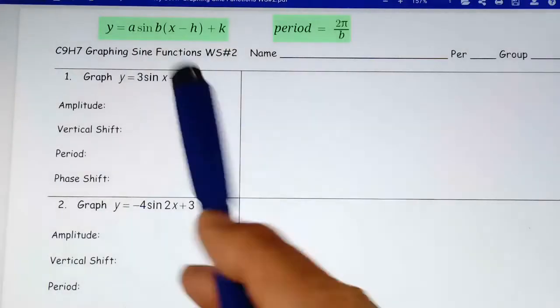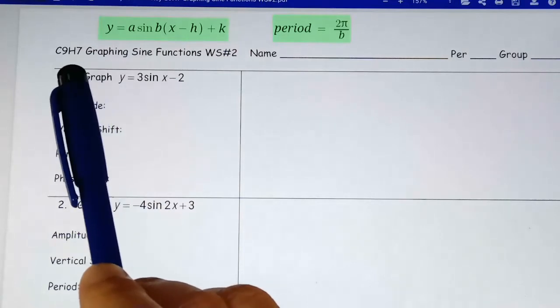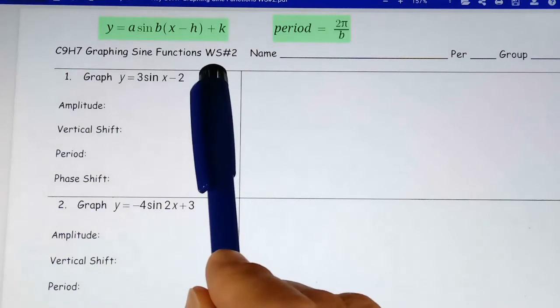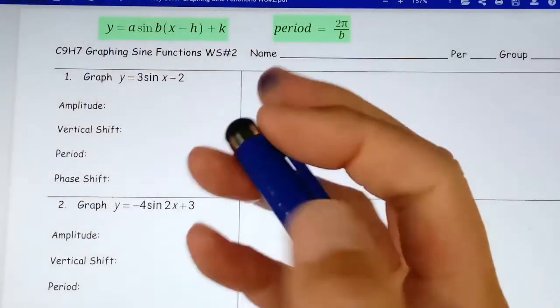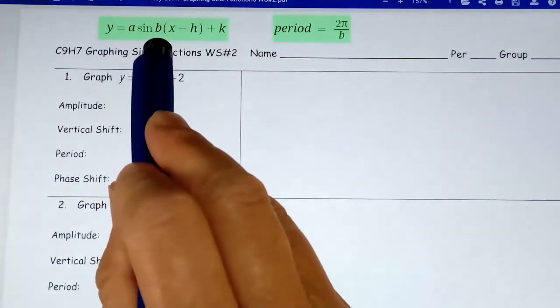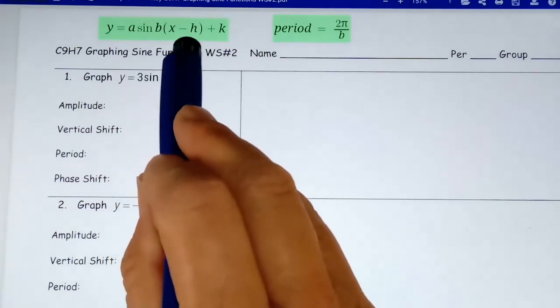So this worksheet is on the second sine graph worksheet, chapter 9, homework 7, graphing sine functions, worksheet number 2. On this, I'm going to just get started, and I wrote the equation here. What I call A is amplitude times sine of B. B is how many cycles within 2 pi distance, times the quantity x minus h plus k.